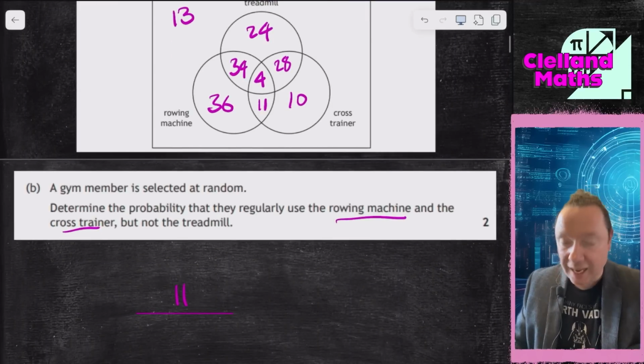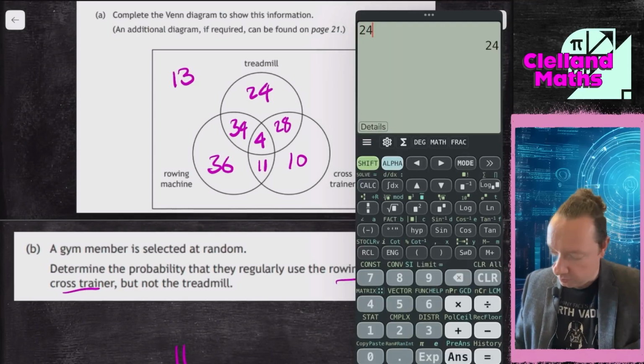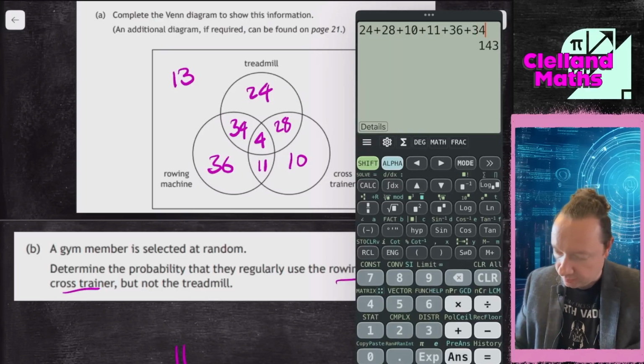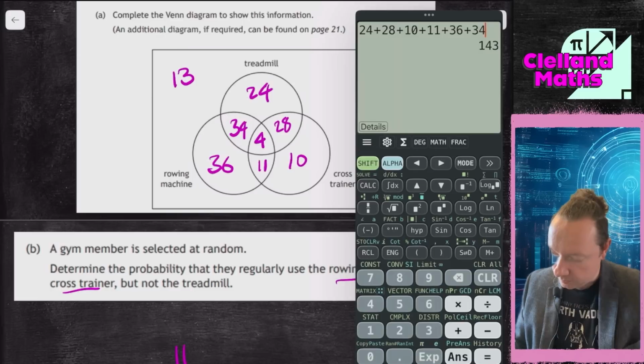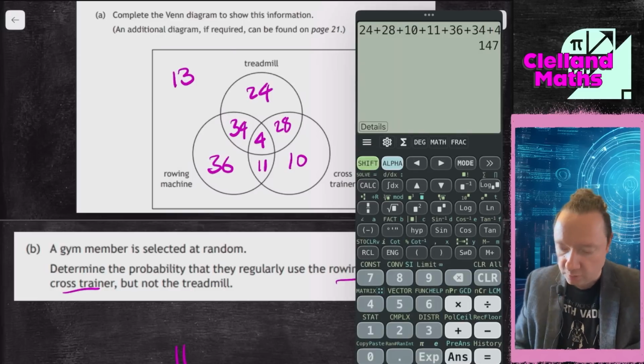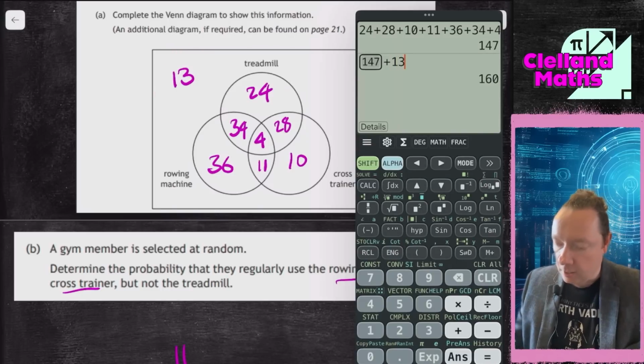And my bottom number is 24 plus 28 plus 10 plus 11 plus 36 plus 34. So if you've gone around the way I've just done, you've done all of these ones here, and you've missed the 4 in the middle. I mean, you've also missed, of course, the one on the outside. 160.